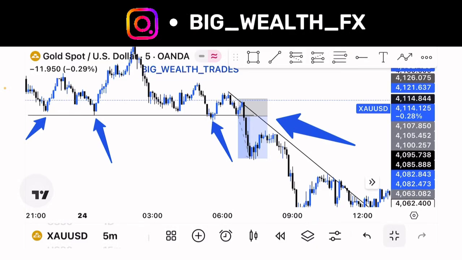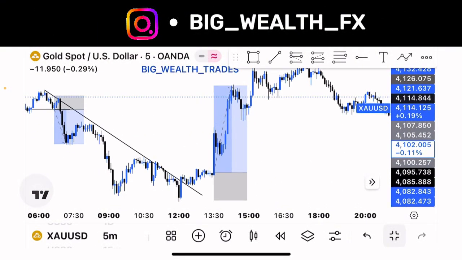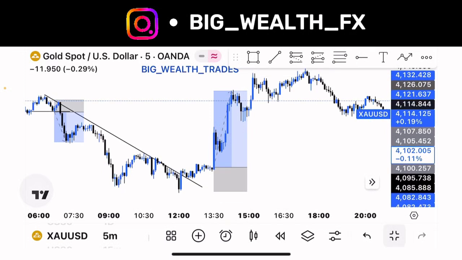So let's move on to the next trade setup that I took last week. This is the last setup I took on Friday. This was a buy trade during the New York session. This gave me about a 1 to 2.5 risk to reward.